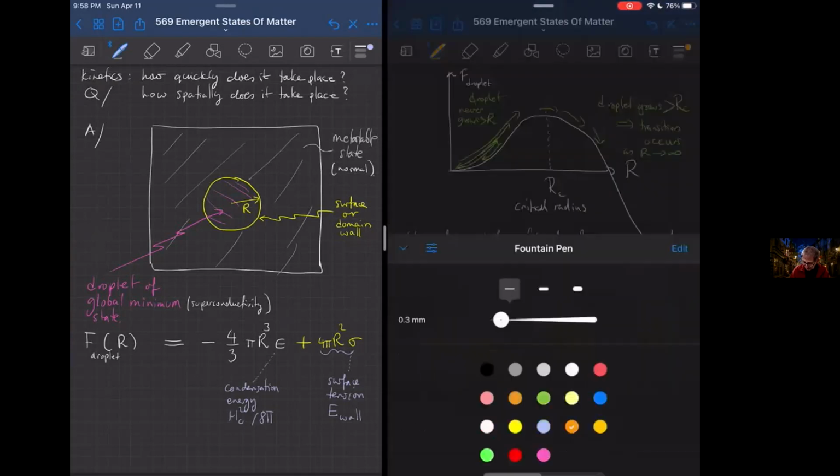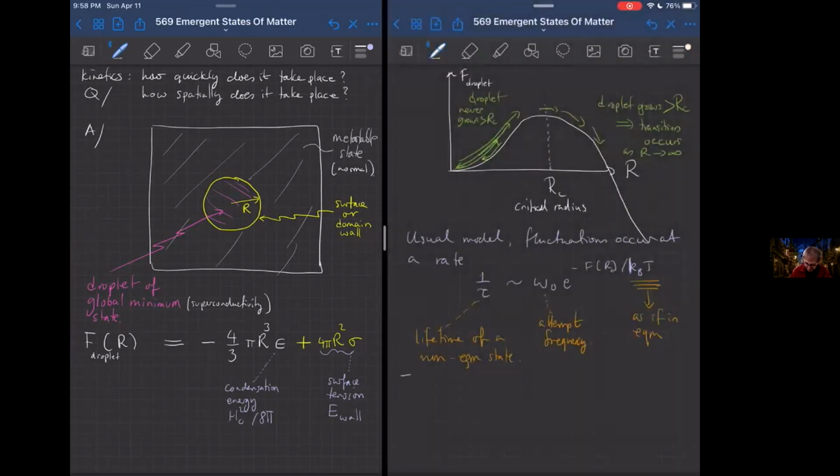So all of this is fine, and this applies when sigma is positive. And that means, in other words, that lambda is much smaller than the correlation length. So that's what we're going to end up calling a type 1 superconductor.